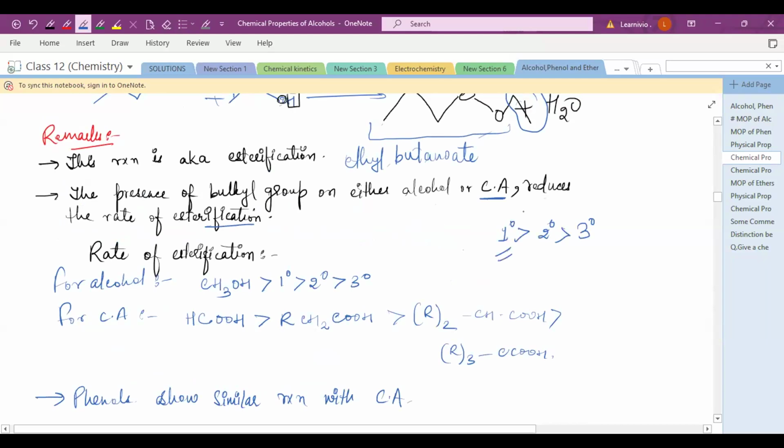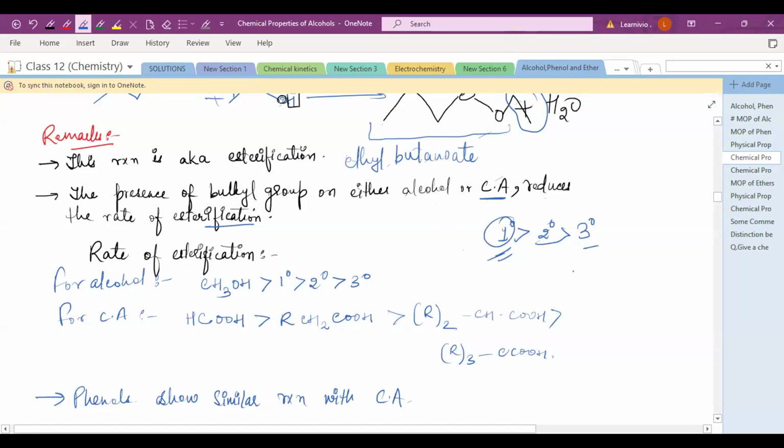Why is the rate of reaction fast in primary alcohol or primary carboxylic acid? Because there is only one bulky group. Only less bulky group is present, either on the alcohol or carboxylic acid, and due to the less bulky group, there will be less hindrance, and the rate of reaction in the primary will be as fast as compared to the secondary or tertiary.